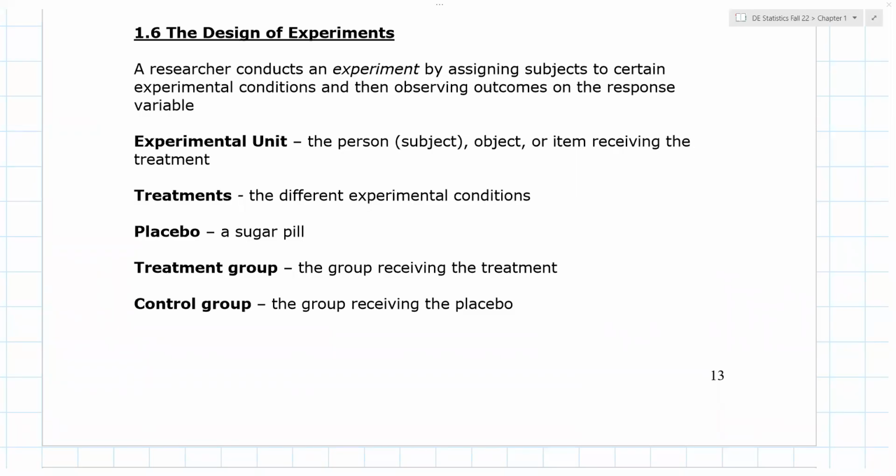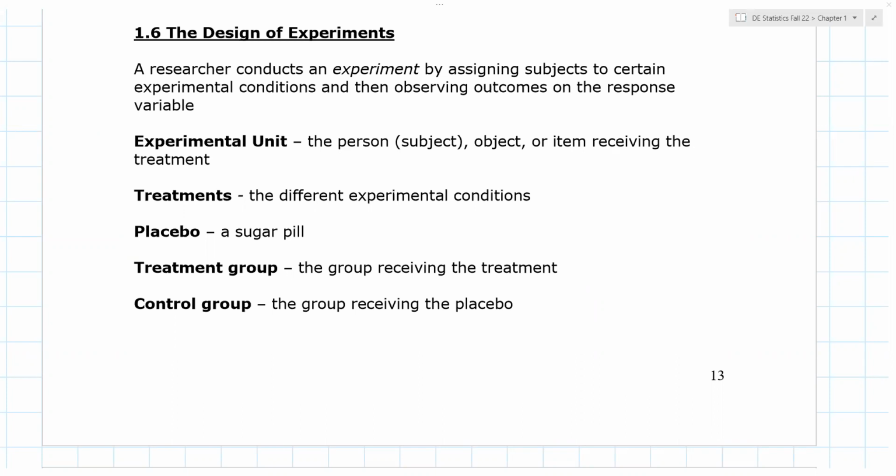All right, 1.6, the design of experiments. This is the last section in chapter 1. And in this section, we're going to talk a little bit more about designed experiments and kind of how we set them up. We've talked a lot about studies and how we make sure we can set up a survey correctly and do those observational studies. Now we're going to spend a little bit of time on the design of experiments.